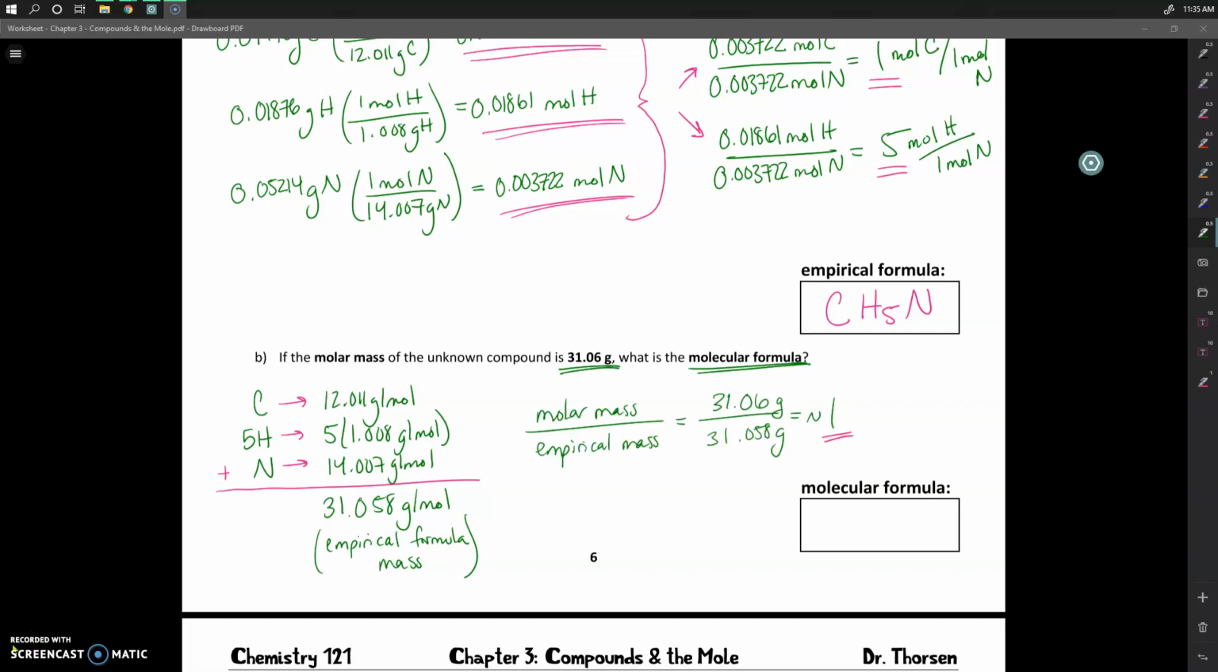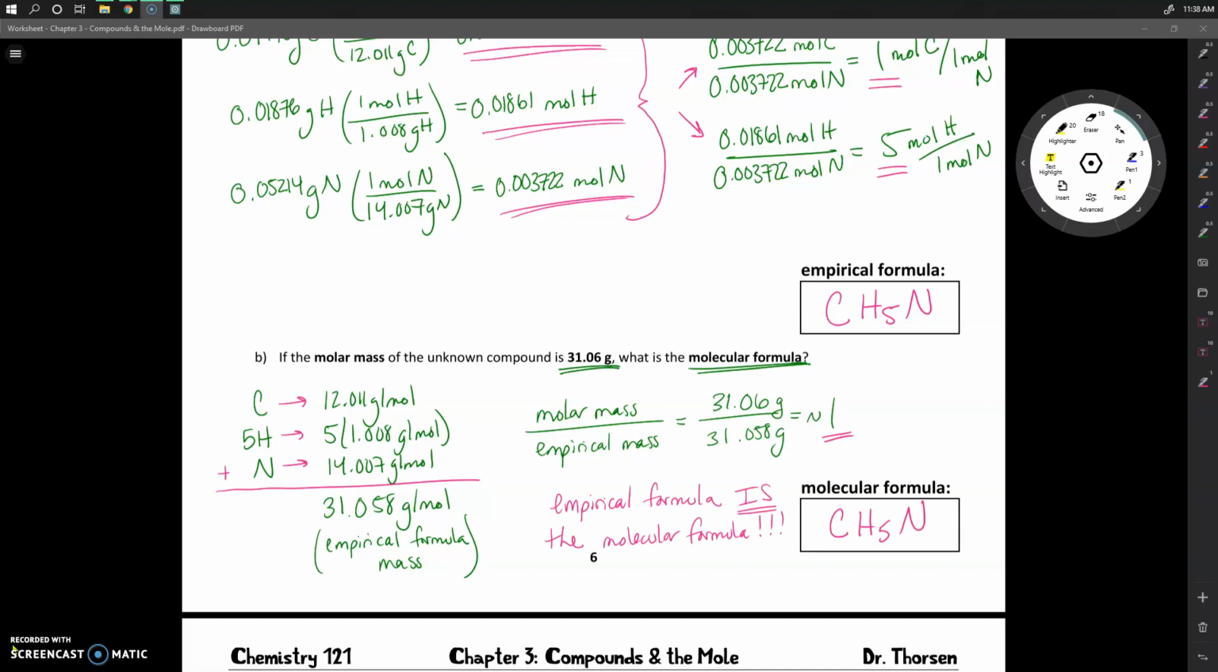And then we compare the molar mass that we're given to the empirical mass that we just solved for to see if they're a whole number multiple. We always put the molar mass on top and the empirical mass on the bottom. And if you notice, in this particular case, we're getting a ratio of about 1, which means that the empirical formula is the molecular formula.